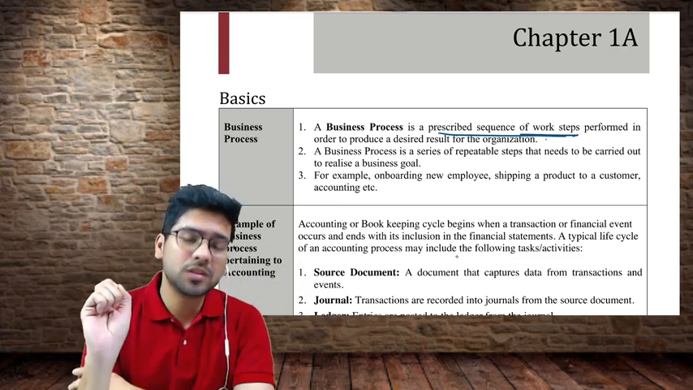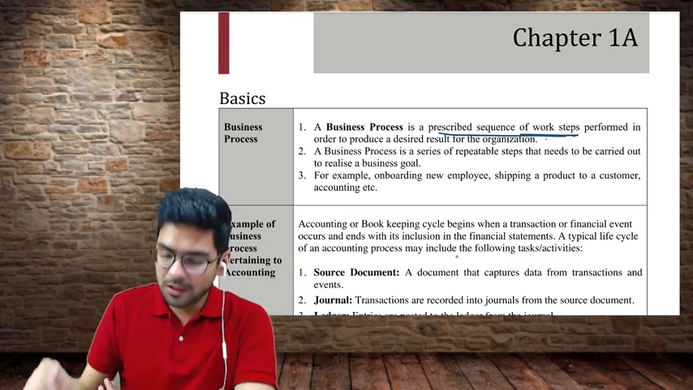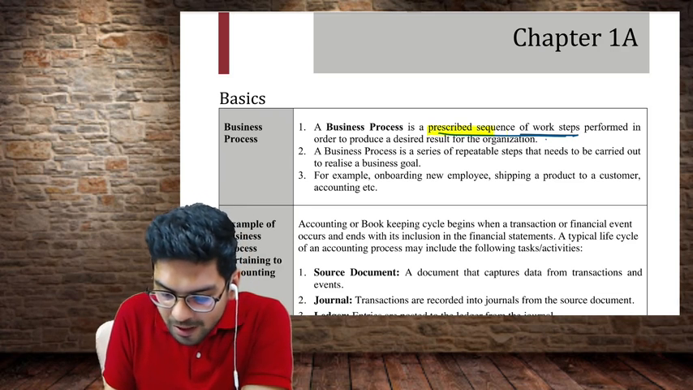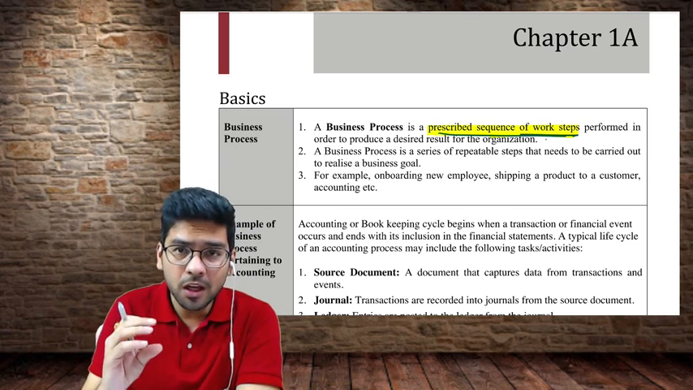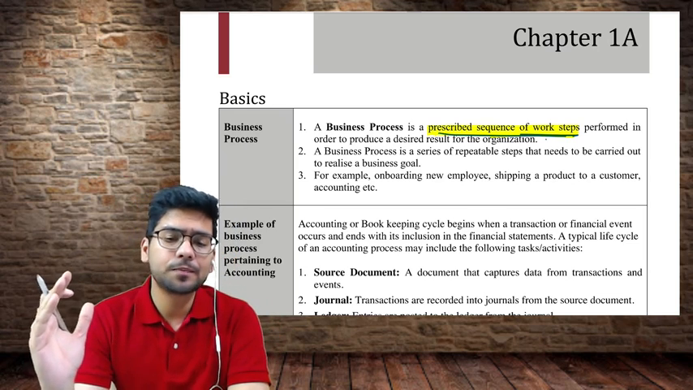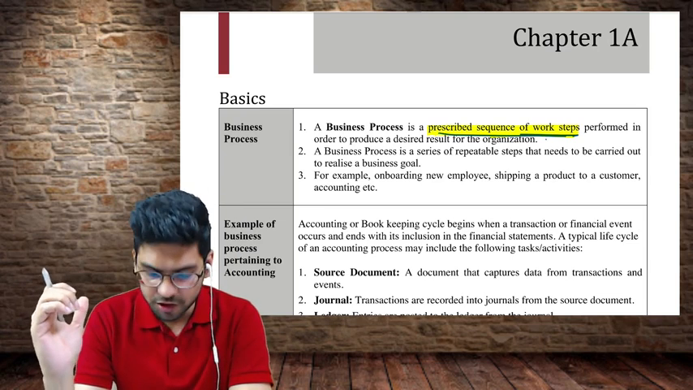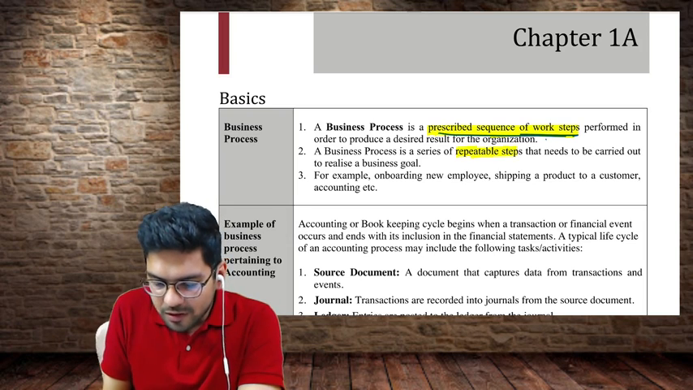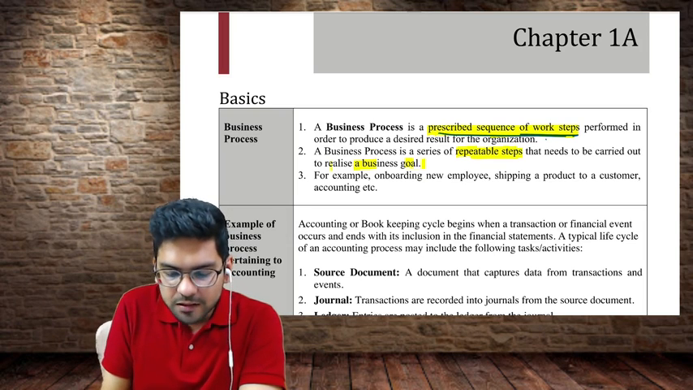Okay, so what is a business process? Please remember, the keyword you have to understand here is that it is a prescribed sequence of work steps which has to be performed so that we are able to achieve a desired result in the organization. So a business process is a series of repeatable steps that need to be carried out to realize a goal.